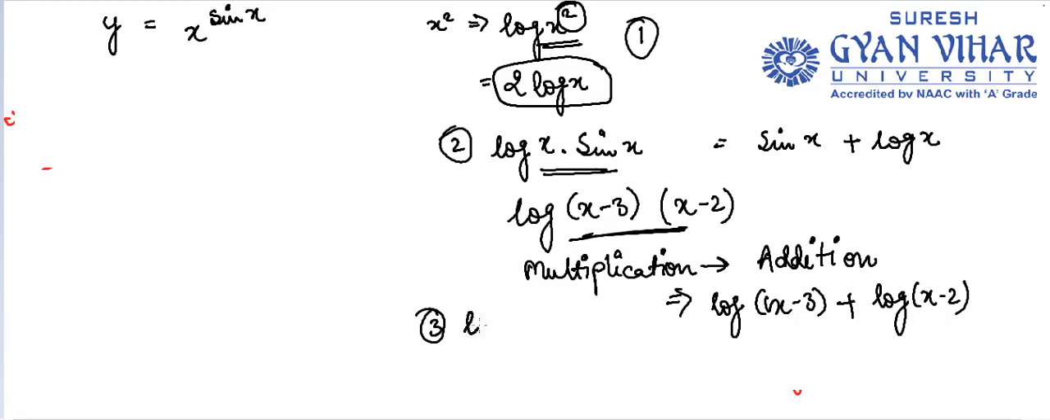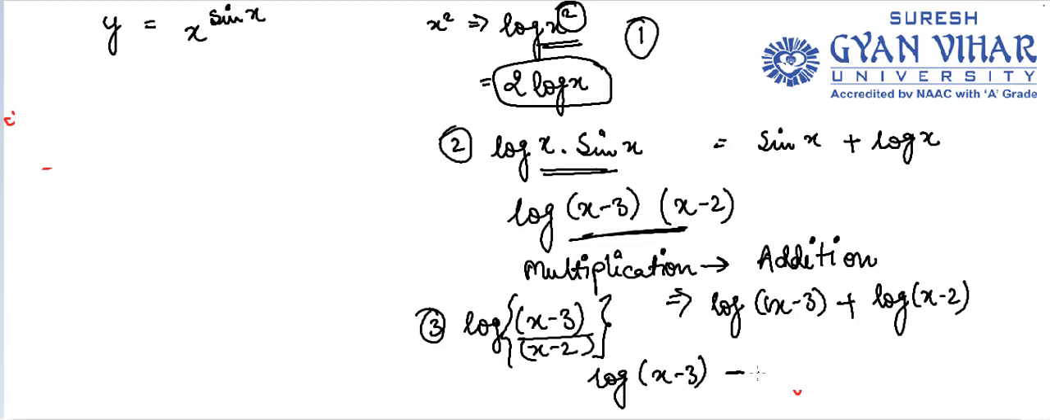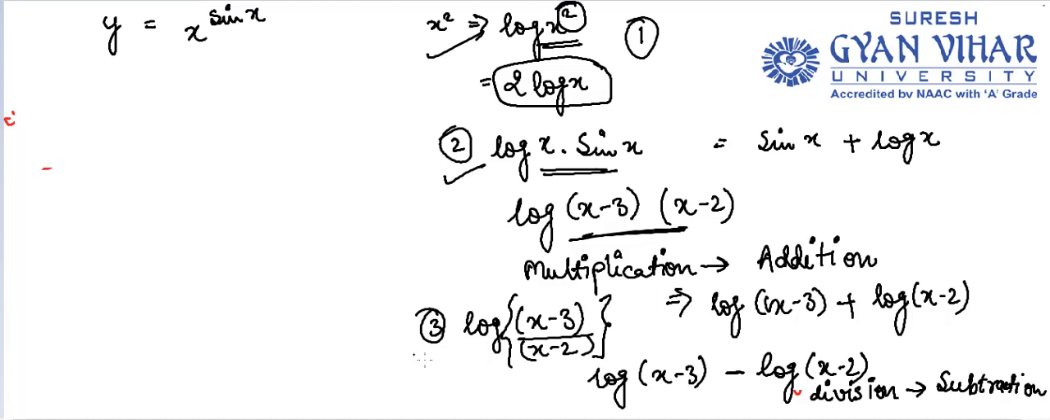For the third property, if we have log of (x minus 3) divided by (x minus 2), this can be written as log (x minus 3) minus log (x minus 2). So division will change into subtraction. These are the three properties. The first is for power, the second is for multiplication, and the third is for division.